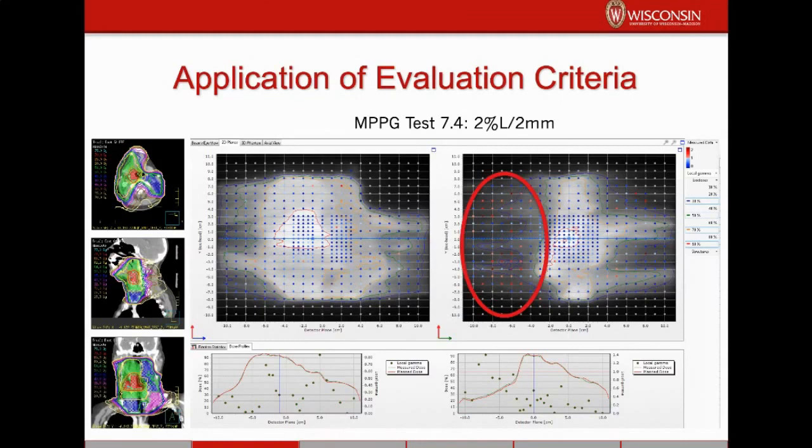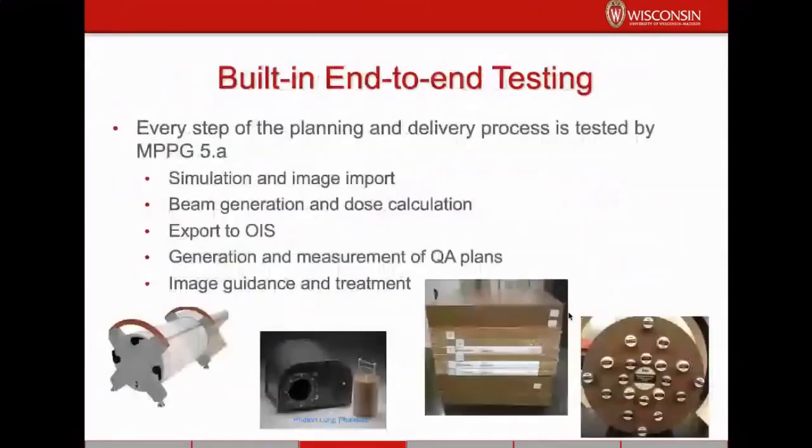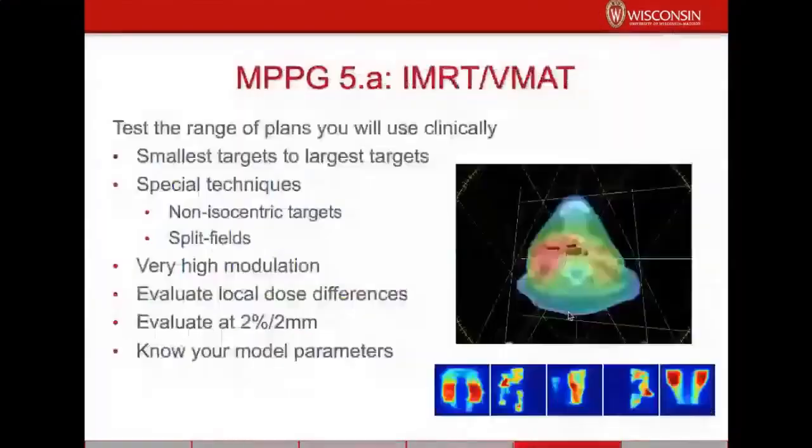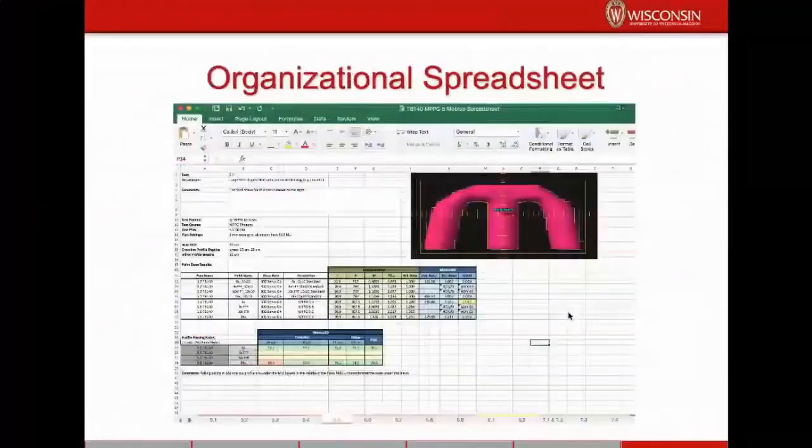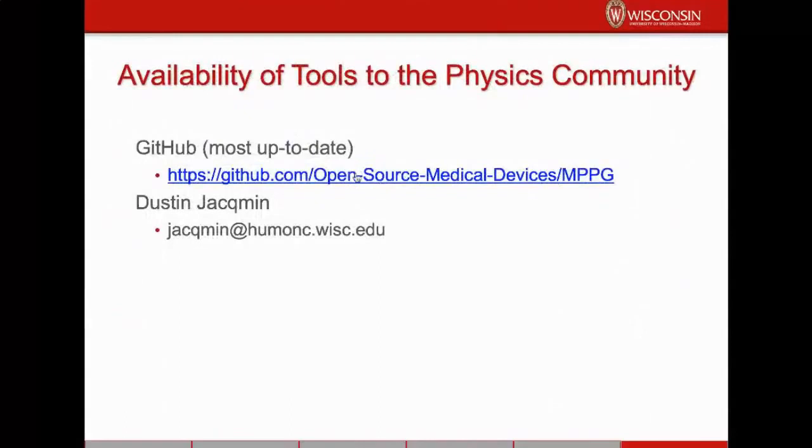There's two ways that you can get it. One is to go to GitHub, this link here, and download the most recent version of it. There's a zip file there with a Windows version of the software that's already pre-compiled, along with the spreadsheet for doing the organizational data management.